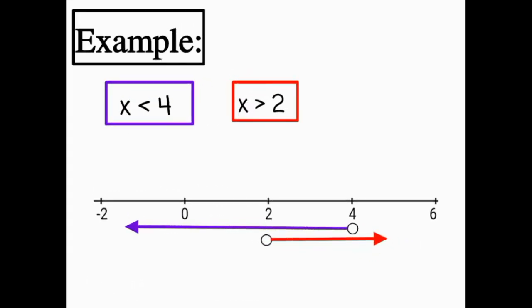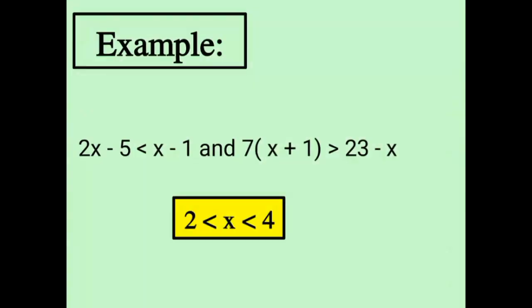The number line given here illustrates both x less than 4 and x greater than 2 inequalities. As you can see here, both the inequalities overlap between 2 and 4. The values in the overlapping area are the only real values that satisfy both inequalities simultaneously, so the solution is x greater than 2 and less than 4.